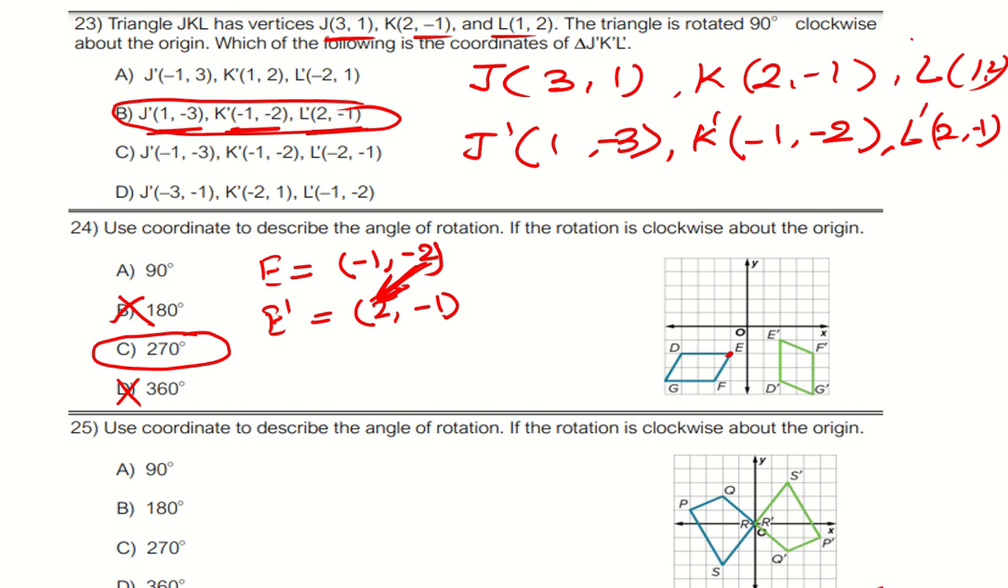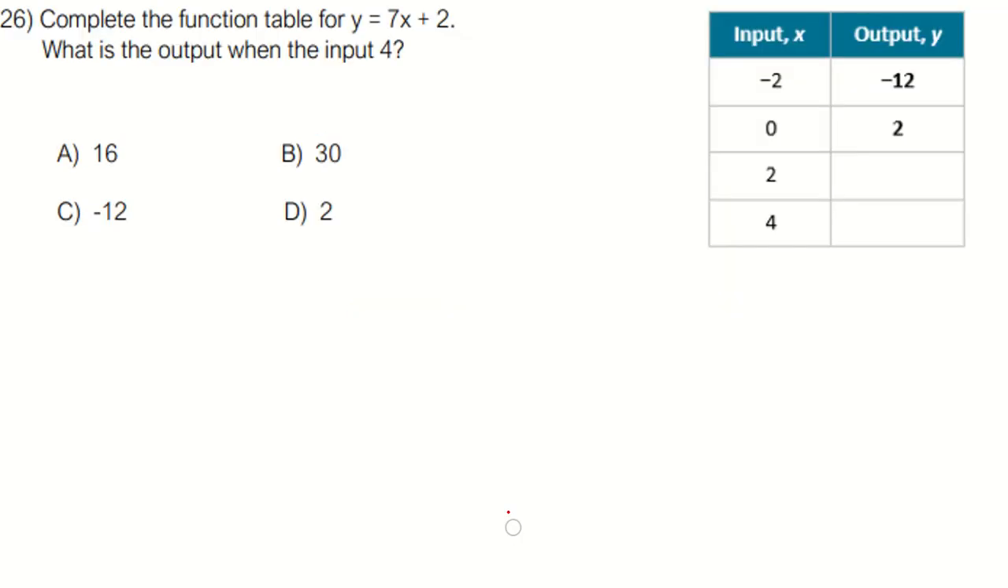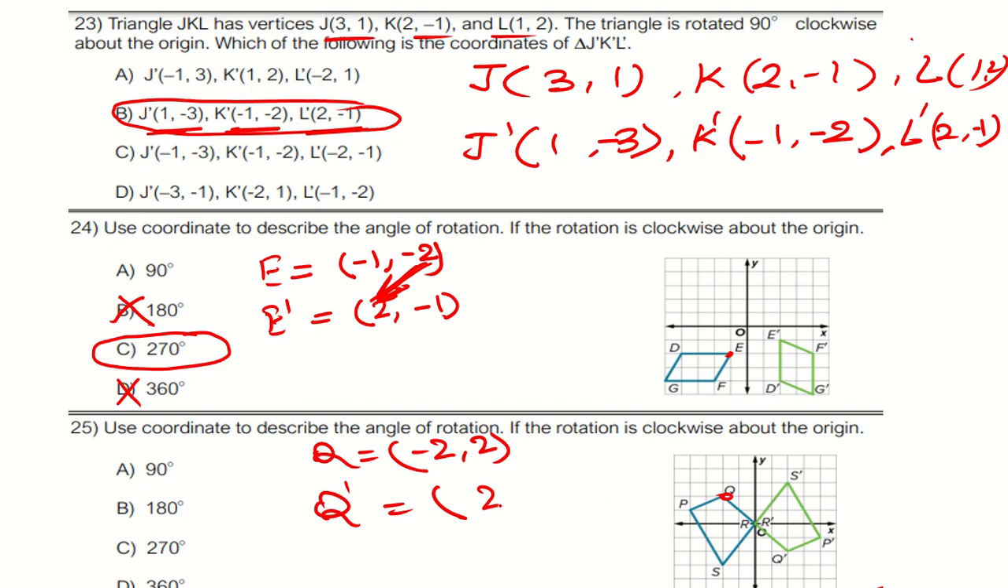Now use the coordinates to describe the angle of rotation if rotation is done clockwise about the origin. Same type of question. I'll take any one point. Let's take Q. So Q is (-2, 2). Q prime is (+2, -2). Now you can see their signs are changed.